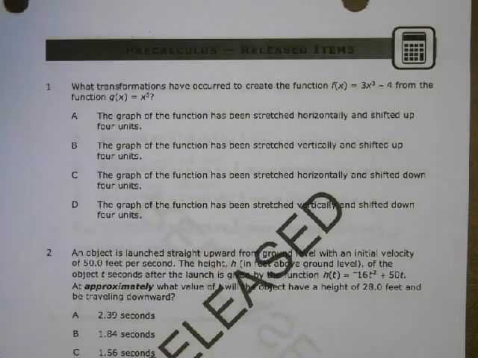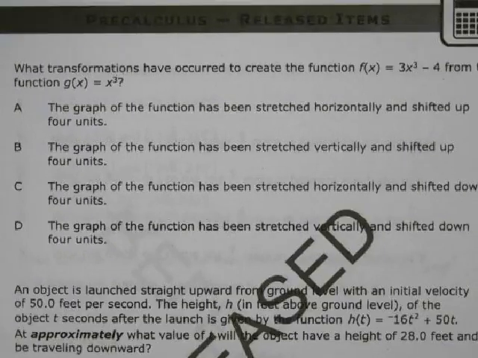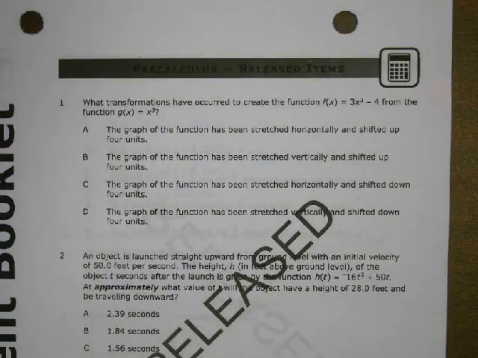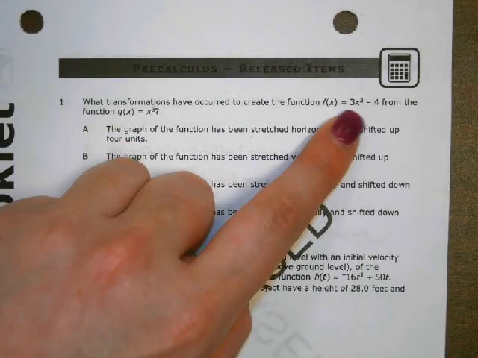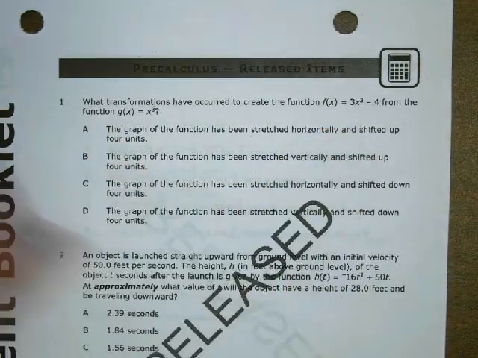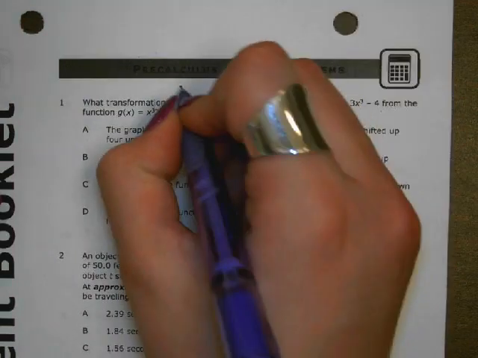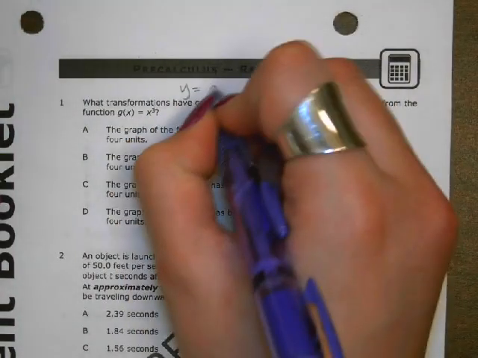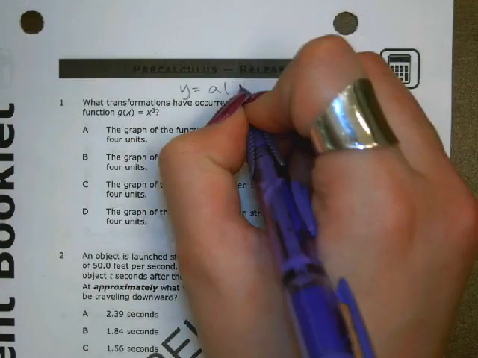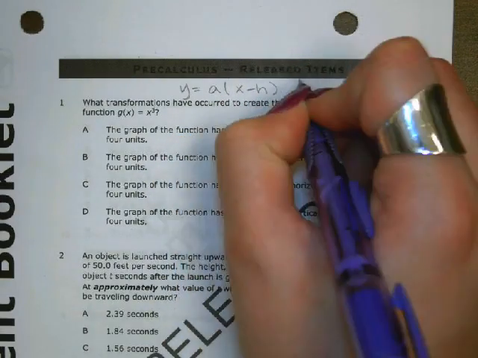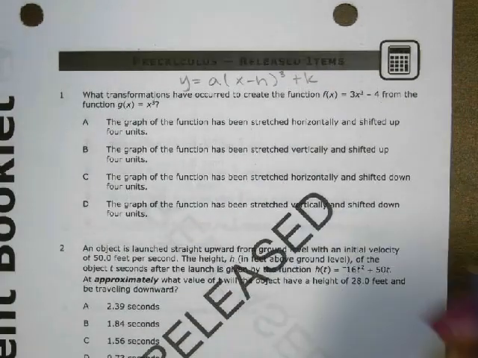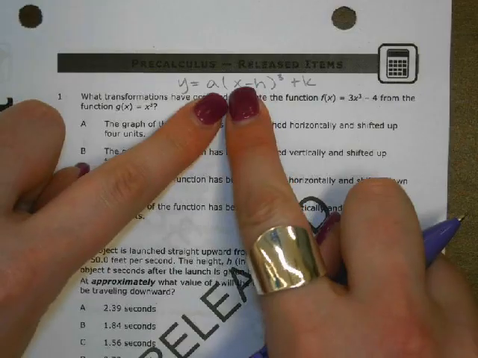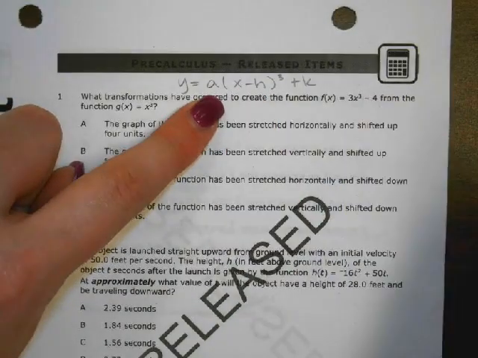All right, for the first question, we have this function. It's a cubic function, and we have to figure out what the transformations are. So we have to remember y equals a times (x minus h) cubed, plus k. Kind of remember that. This one doesn't have a number inside the parentheses, really.